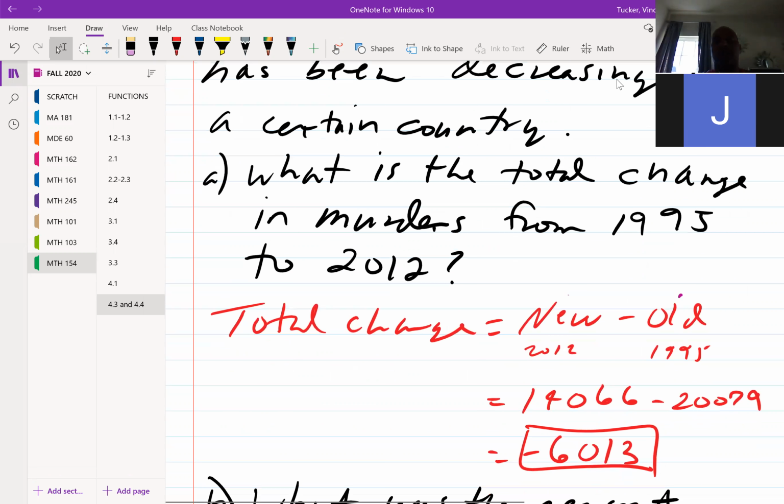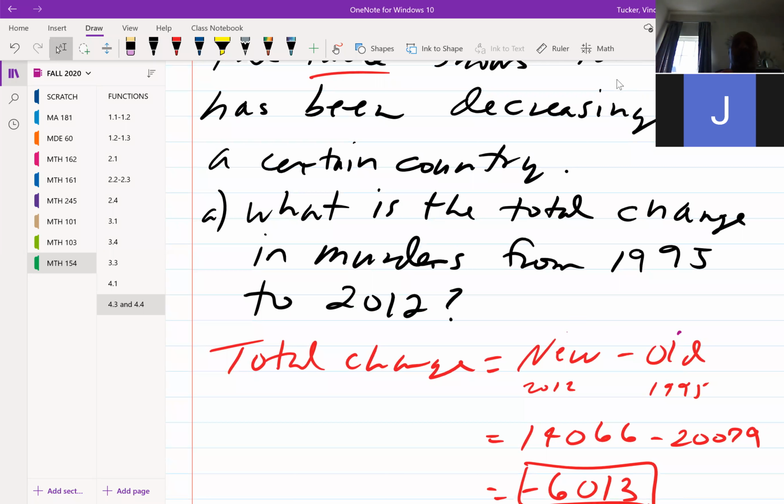So the way you would find the total change is by taking the new value minus the old value. Your new year is 2012, your old value is 1995. In 2012, they had the value of 14,066. In 1995, they had the value of 20,079. Subtract those, you have negative 6,013, and it should be negative because remember we're talking about decreasing in a certain country, so our value would be negative.